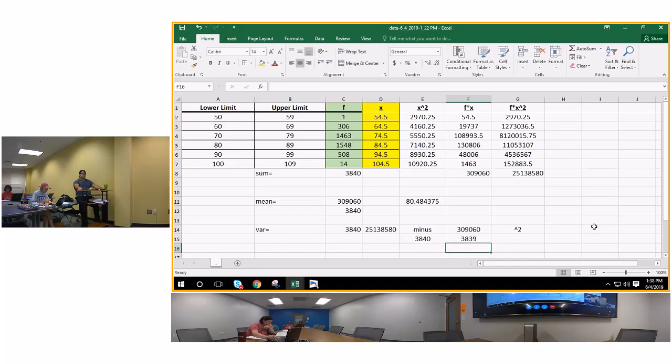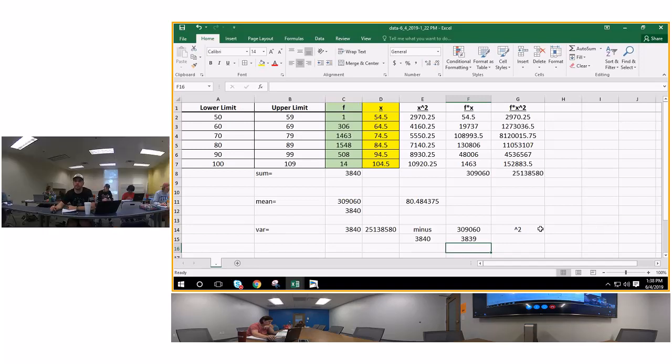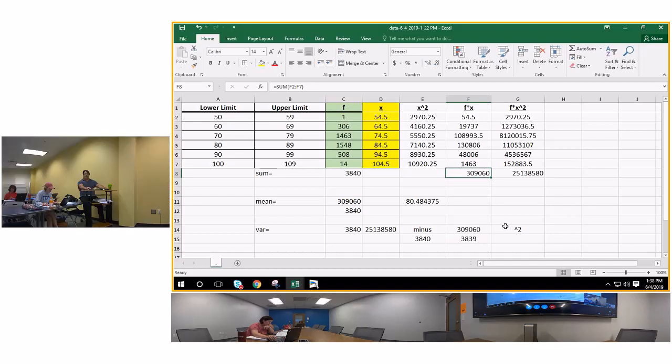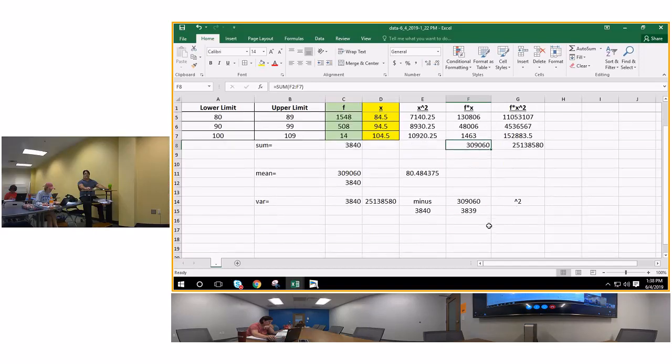You just square f times x, right? That's the only thing you square. Right there. Just square that right there. You don't square anything else. I'm going to do it in the next step and you'll see it.